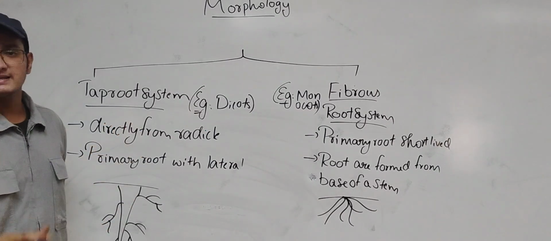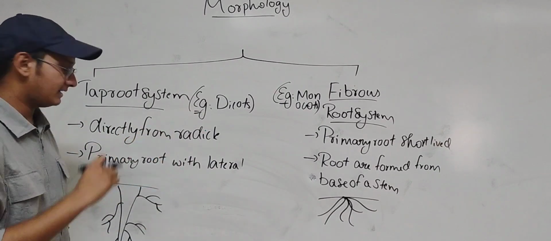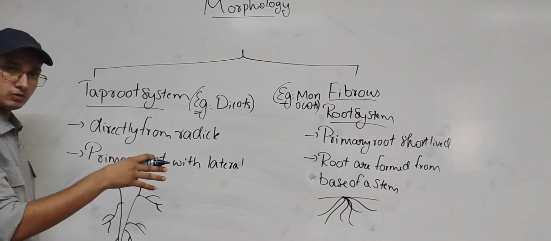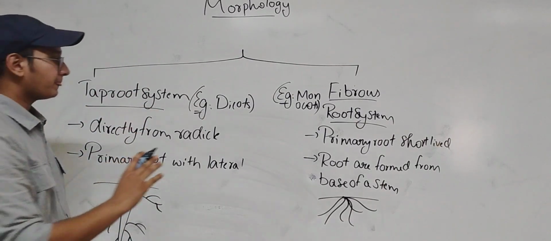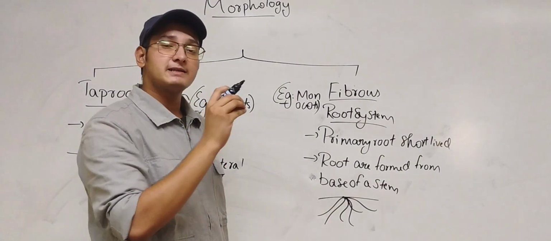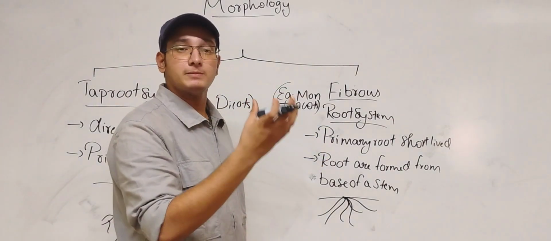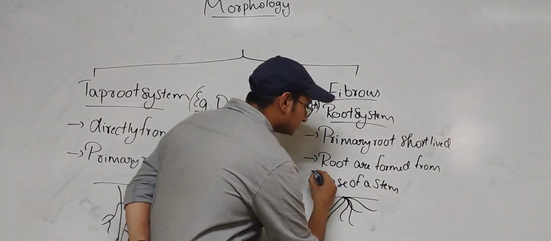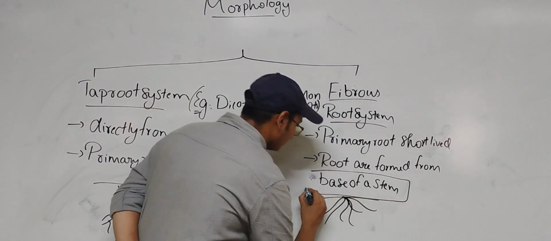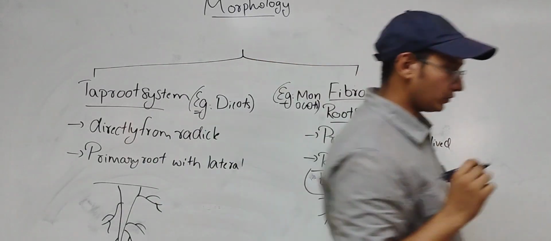So two main kinds of root systems are present: tap root and fibrous root system. The tap root system we see in dicots, and it develops directly from the radicle with a primary root and lateral branches. And coming to fibrous root, the primary root is short-lived and it is replaced by a bunch of roots which develop from the base of the stem. And there is one more root called adventitious root.